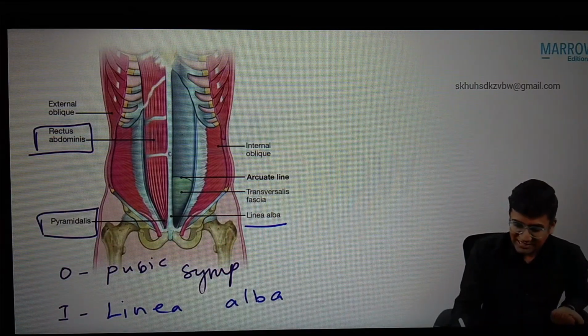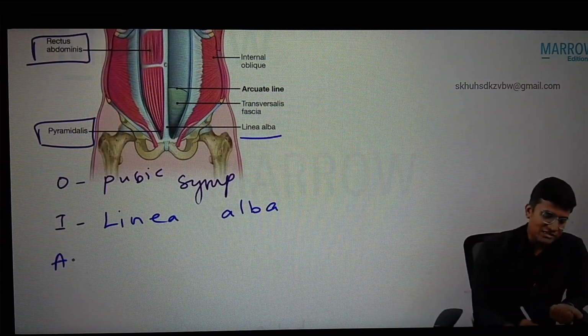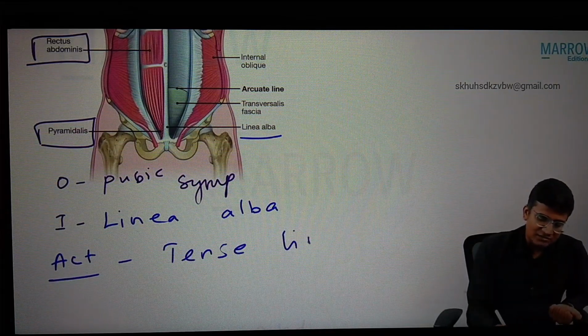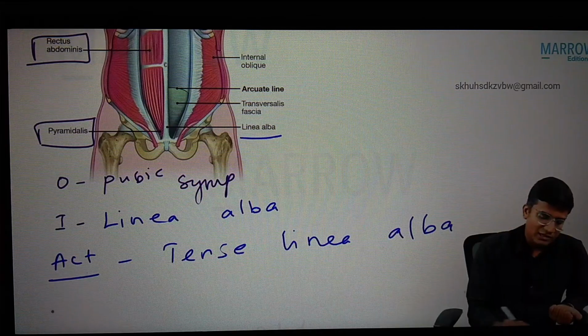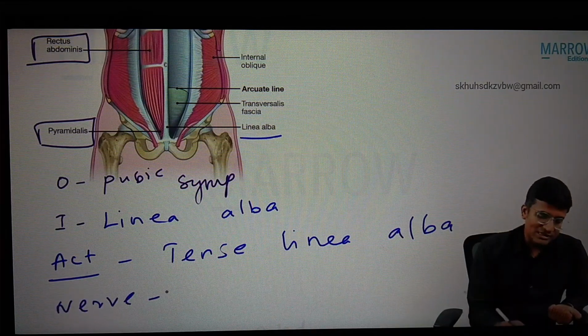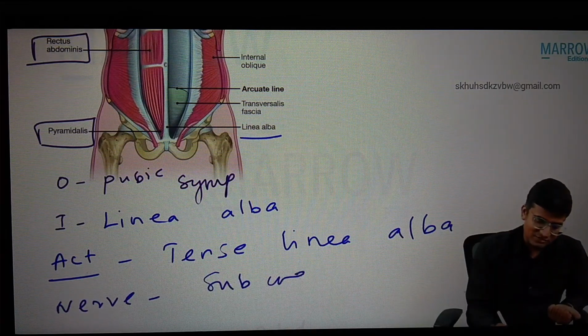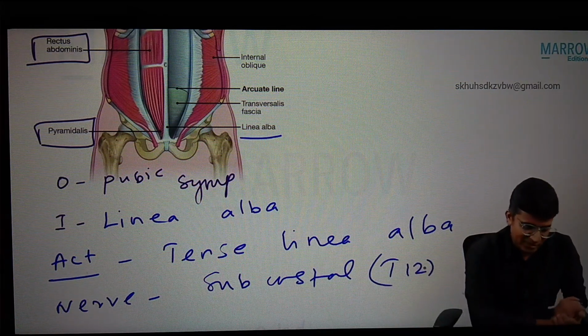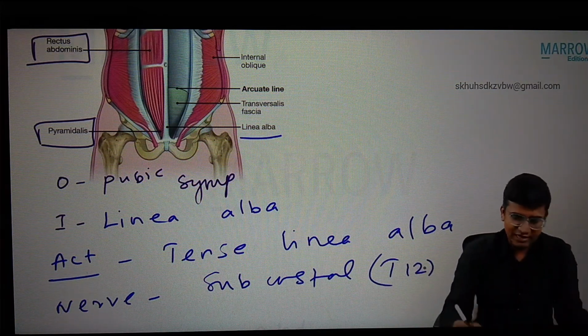Now what is the action? The action of the pyramidalis muscle is that it tenses the linea alba. Okay, now supply: it is supplied by the subcostal nerve. Subcostal nerve is nothing but T12. So these are the basic points you have to know about the pyramidalis muscle, right?